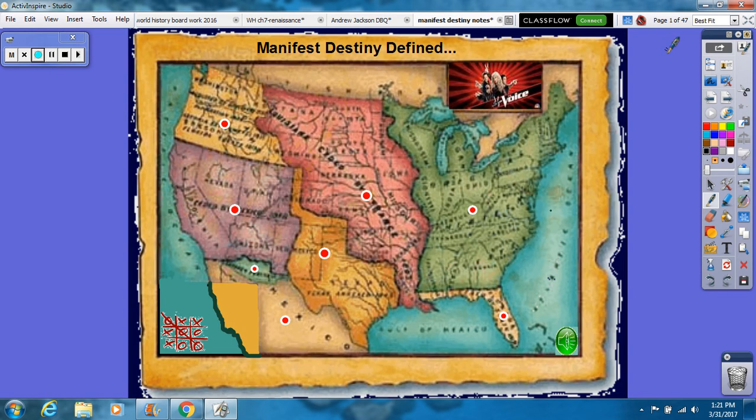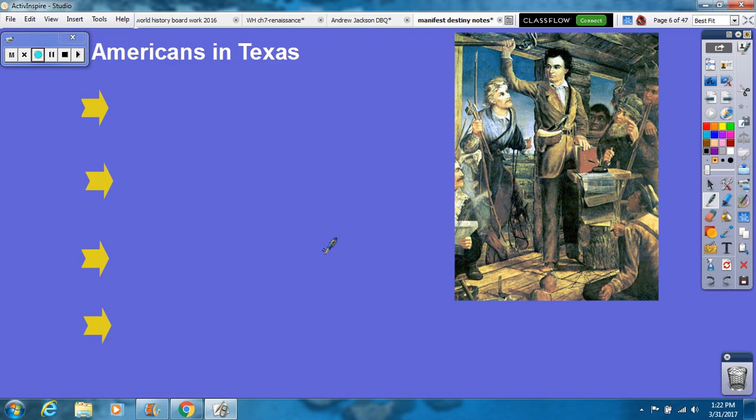So that's how we acquired the Ohio River Valley, and that's how we acquired the Louisiana Territory. Now let's talk about how Texas comes to be. With Texas, it's kind of one of those things. It's the same history, really, that happens in California.